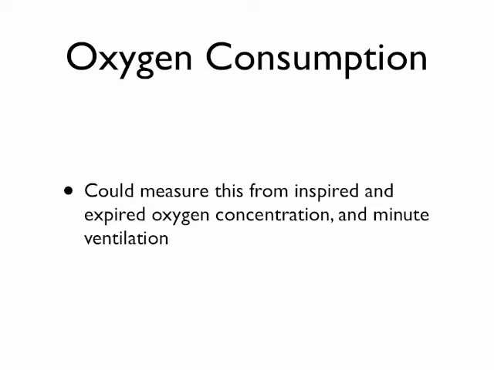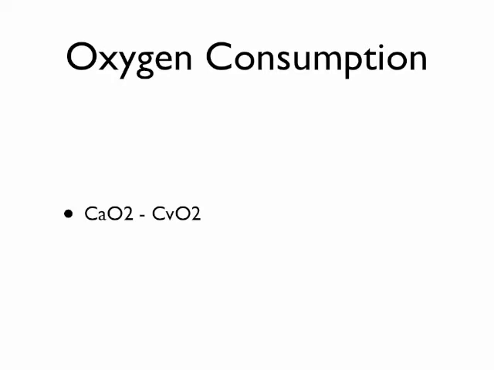So in terms of actually working out or knowing the oxygen consumption for the body, you could measure this from the inspired and expired oxygen concentrations and also the minute ventilation, and that way you could work out how much oxygen is consumed in a minute. Alternatively, it depends what variables you know. You could measure the arterial oxygen content from an arterial gas and the mixed venous oxygen content from the pulmonary artery, and the difference between those two, multiplied by the cardiac output, will give you the amount of oxygen that's been consumed by the body each minute.